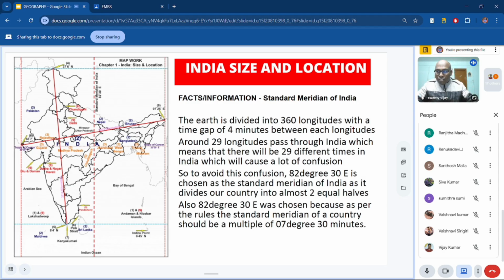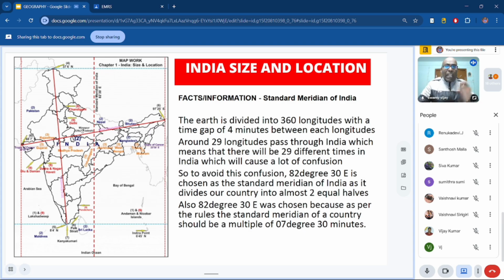That means if you draw a straight line, if it is like 1, and if you draw another line 2, the difference between these two lines is a 4 minutes gap. That means when the sun rises in the east, when it first hits Arunachal Pradesh, and slowly starts moving towards the western side of Gujarat, each and every line that the sun rays pass takes 4 minutes. So the earth is divided into 360 longitudes with a time gap of 4 minutes between each longitude. A direct question may come: how many minutes difference between two longitudes? It is 4 minutes difference.